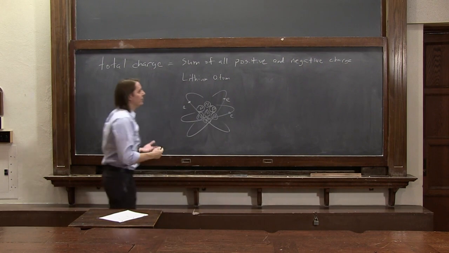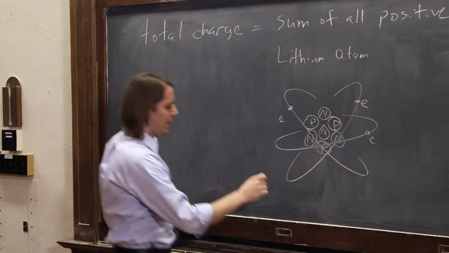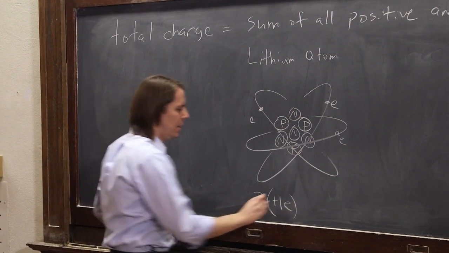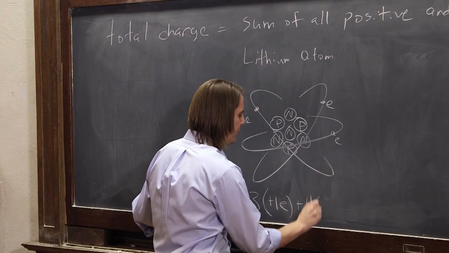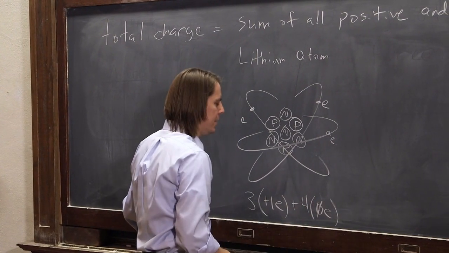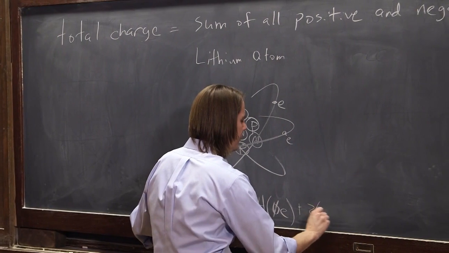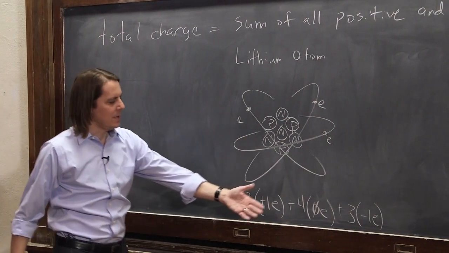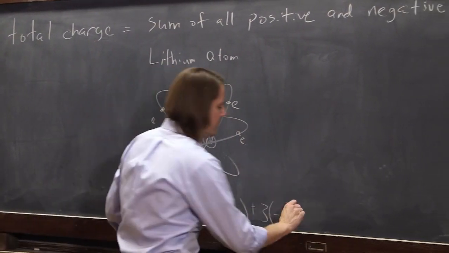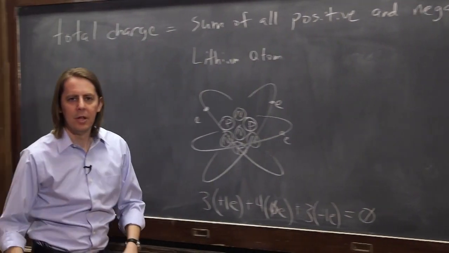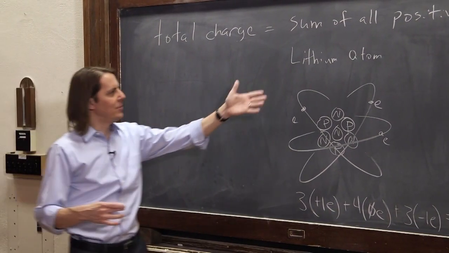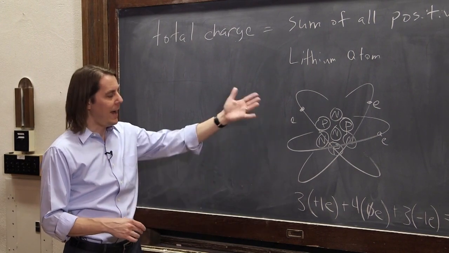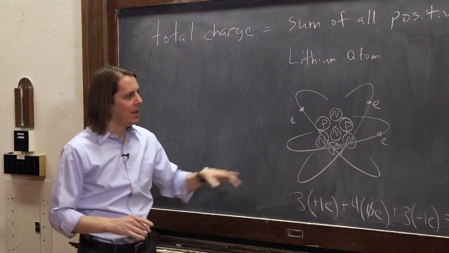So if I wanted to know the total charge on this atom, I would just say, well, it's 3 protons, so 3 times plus 1 E, plus 4 neutrons times, oh, but 0 E, plus 3 electrons, 3 times minus 1 E. And I would add it up together. That's 3E plus 0 minus 3E equals 0. So sure enough, the charge on an atom in its natural neutral state is 0. It's neutral, just like it should be, right? Just by adding up the charge. Right? The math will get harder, I promise.